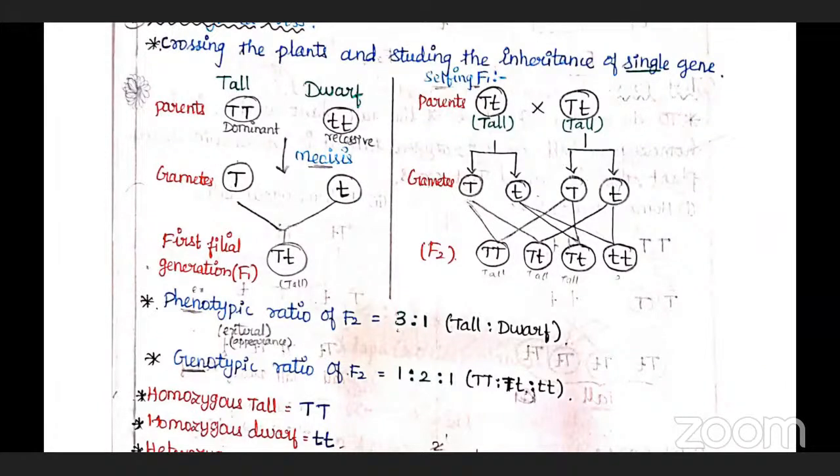Finally we get capital T and small t. So in the F1 generation we can get tall plants only.